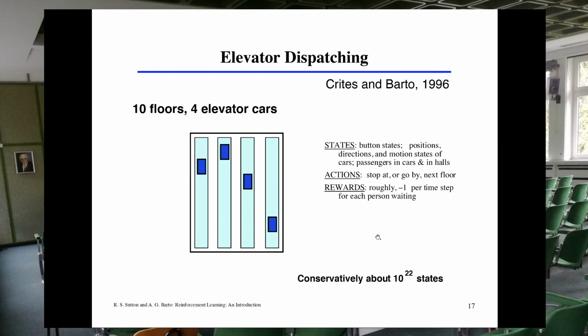So in this system we are talking about 10 to the 22 states. Even though it could look simple, we're talking about a problem with a very large state space.